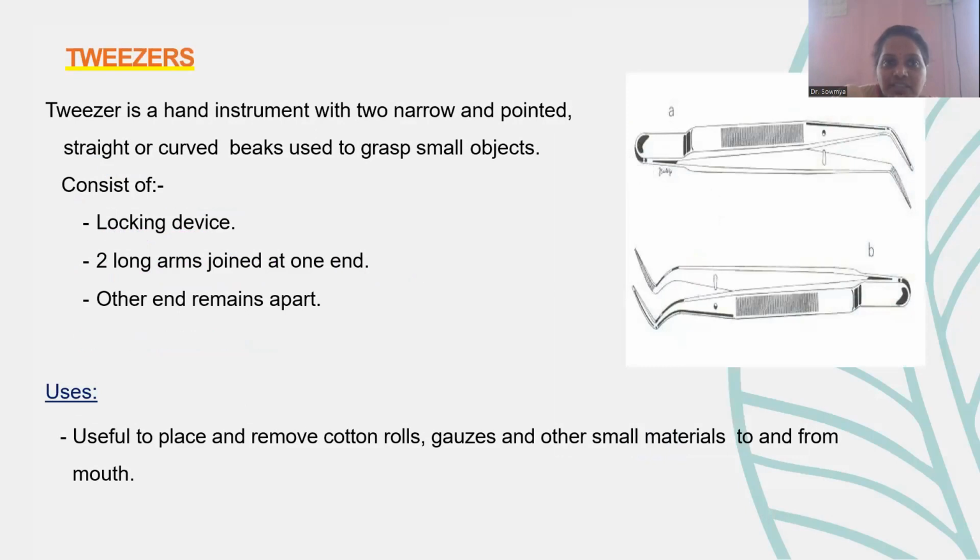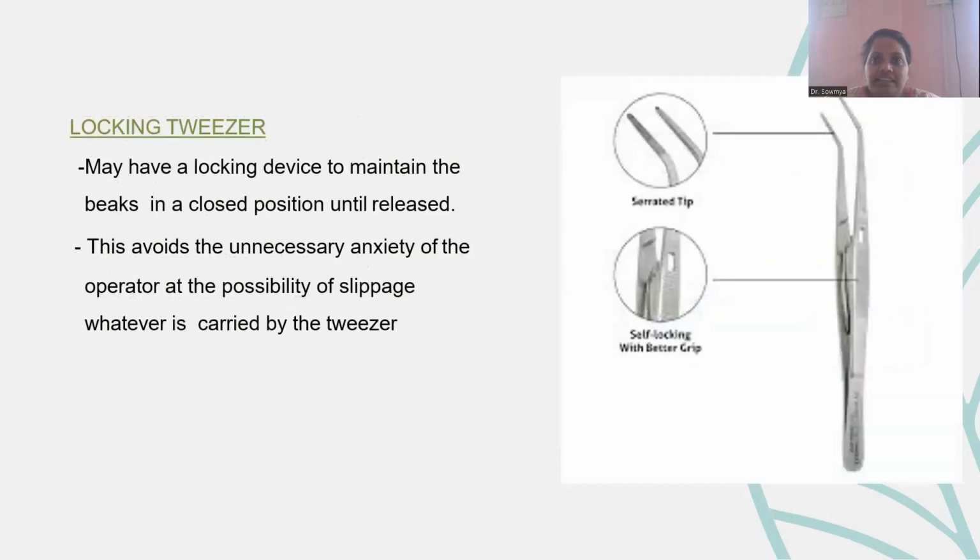Next, coming to tweezers. A tweezer is a hand instrument with two narrow and pointed straight or curved beaks used to grasp small objects. Usually there will be a locking device, and two long arms joined at one end, while the other end remains apart. It is useful to place and remove cotton rolls, gauzes, and other small materials to and from the mouth. Next, coming to the locking tweezer, there may be a locking device to maintain the beaks in a closed position until released. This avoids the unnecessary anxiety of the operator at the possibility of slippage of whatever is carried by the tweezer.